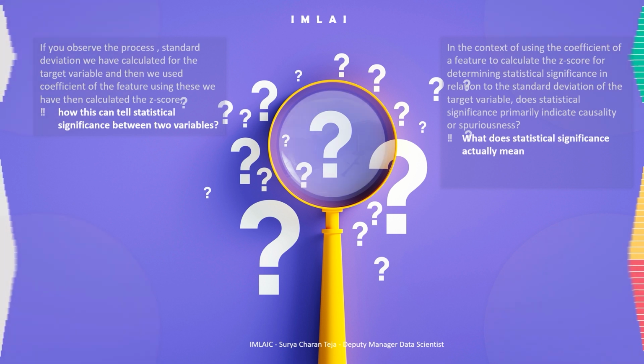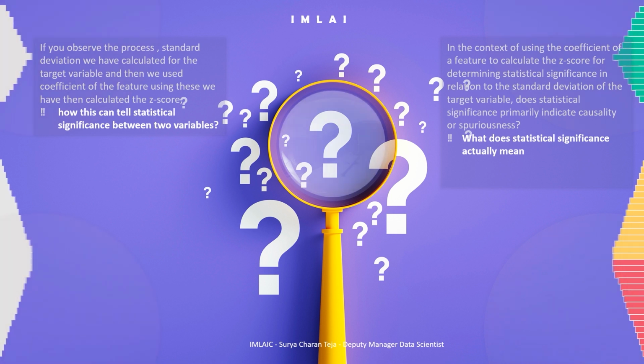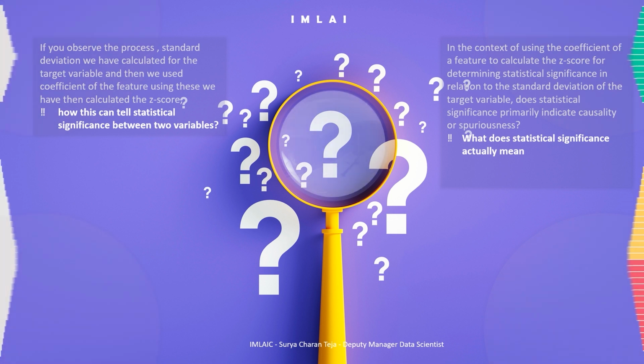Two. What does statistical significance actually mean? Not just that you got the probability value directly from the algorithm, and you know 0.05, and if it is lesser than 0.05, it's statistically significant, and if not, it's not statistically significant. I'm not talking from that perspective.